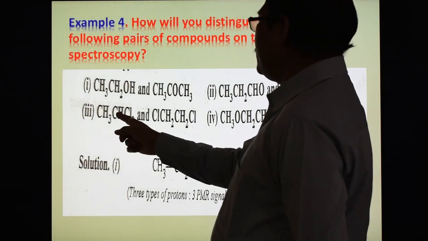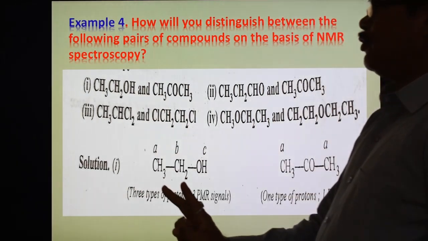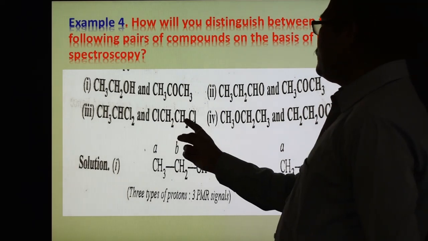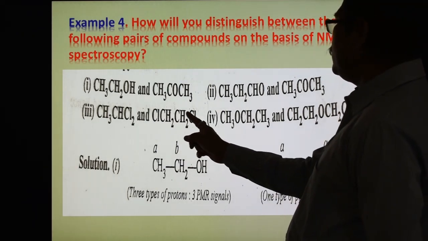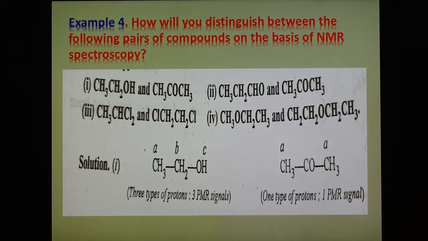Two Cl are present on this carbon, so this is A, this is B. So 2 different types of protons are there, therefore they give 2 NMR signals. But now this is a symmetrical structure, CH2Cl, CH2Cl. So these CH2 are similar, they are equivalent protons, therefore they give only one NMR signal.